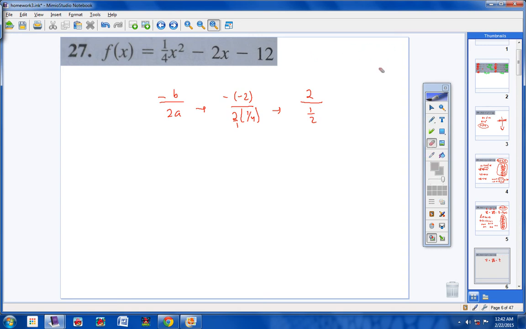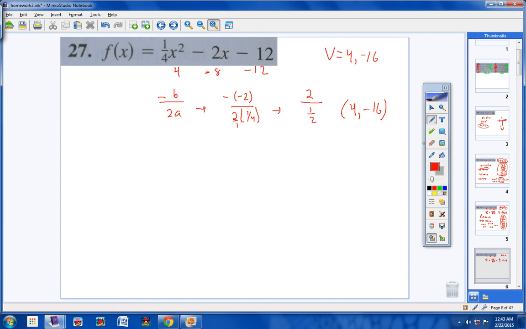So the vertex so far is going to be 4. Now, we're going to put a 4 in for x. 4 times 4 is 16. 1/4 times 16 is 4. Negative 2 times 4 is negative 8. And then negative 12, okay? So we're going to get a negative 16. So the vertex is 4, comma, negative 16.